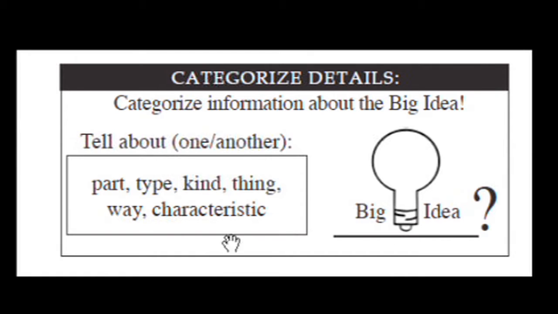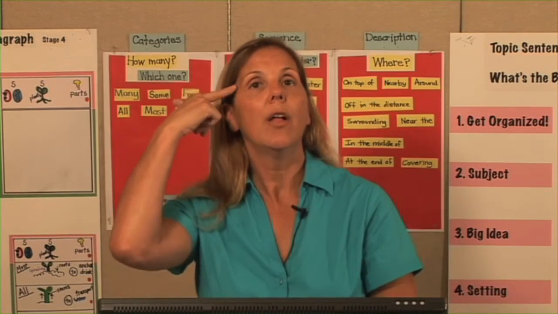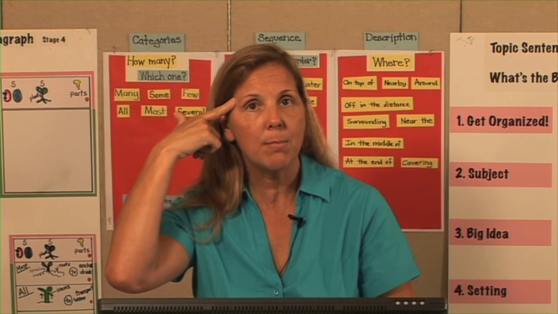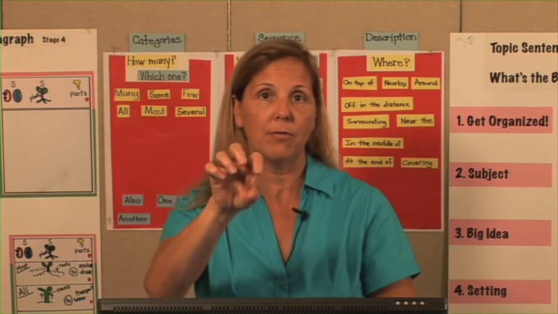This is when the details don't have to be in a specific order, and this is your card that you would have to categorize the details. Tell about one kind, and then what was our big idea? Weathering. Tell about one kind of weathering. Tell about another kind of weathering. This is our categories card for writing details, the question they need to ask the big idea in order to stay on topic and write the correct information.